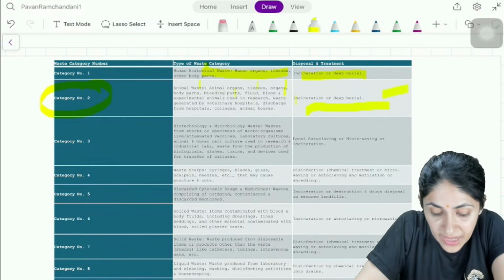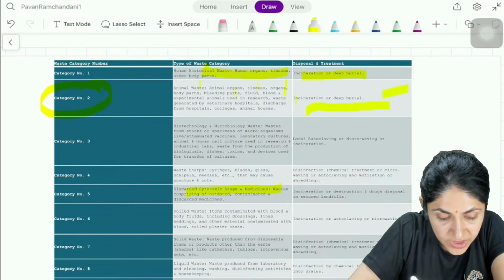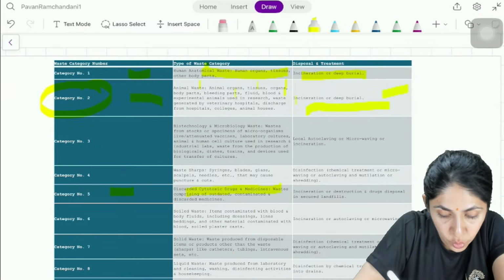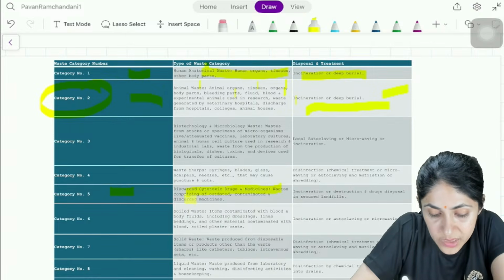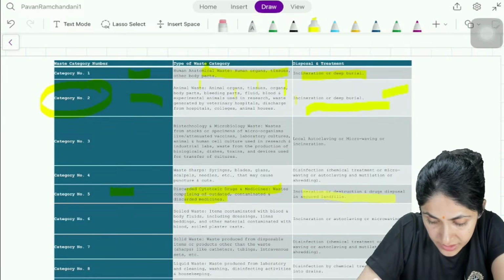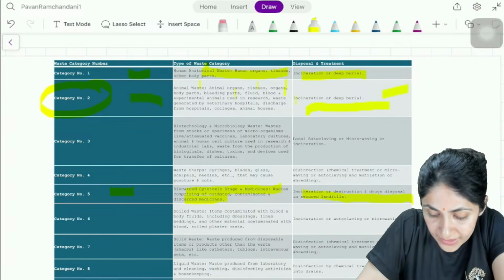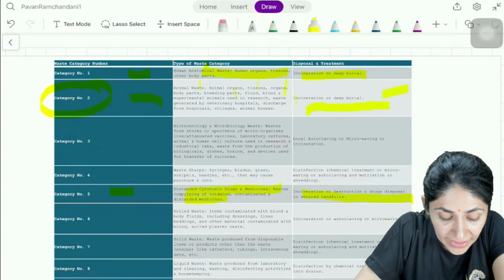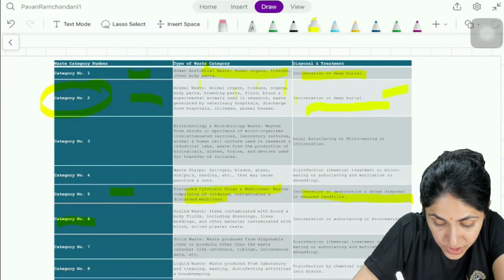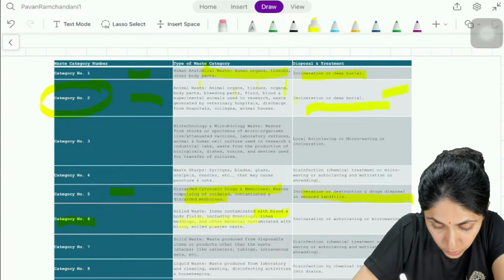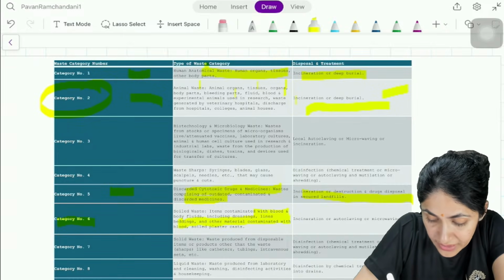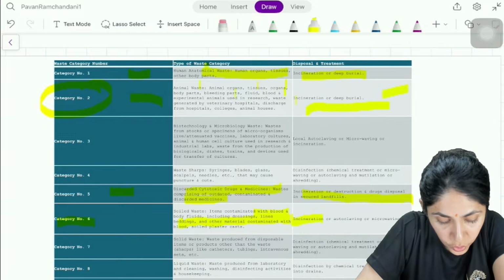Whereas cytotoxic drugs, which is category number 5, all the discarded medicines, they are incinerated. And category number 6 is waste contaminated with blood. Anything which has blood on it, that is also incinerated or autoclaved.